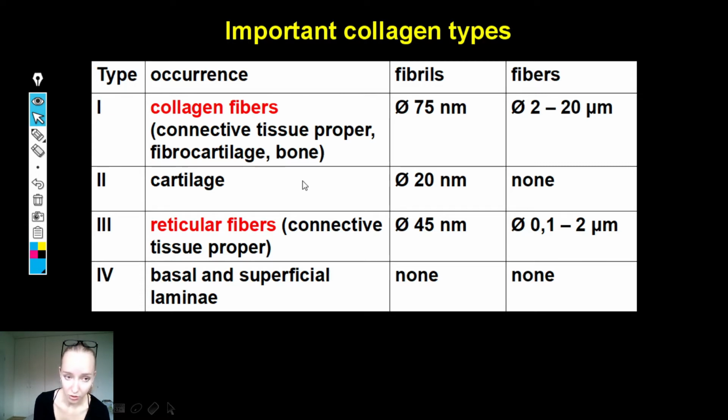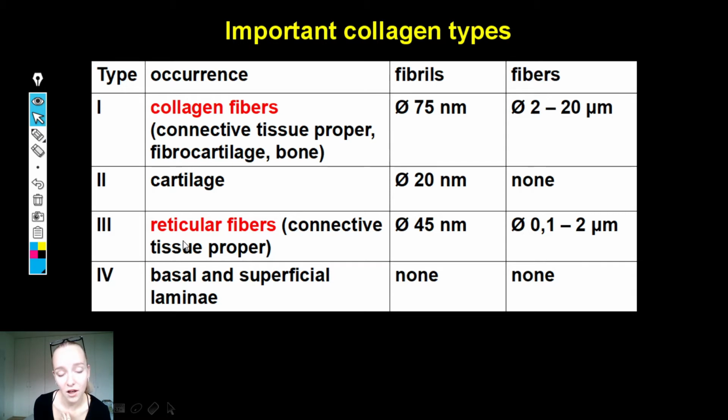Then we have type 2 collagen, which has thinner fibrils, only 20 nanometers thick. But collagen type 2 is unable to aggregate into fibers. So we don't have fibers from collagen type 2. And this collagen is absolutely typical for cartilage. That is very important. It's absolutely typical for cartilage.